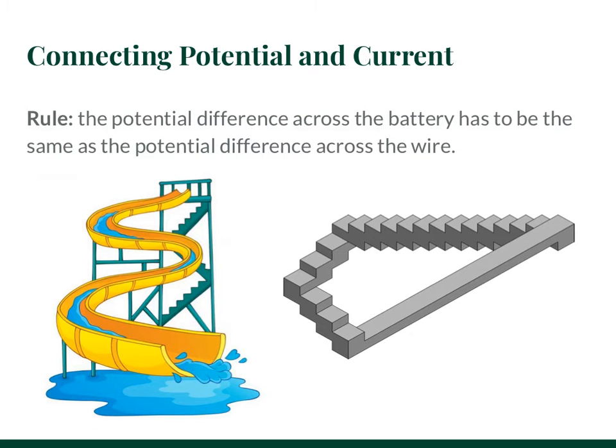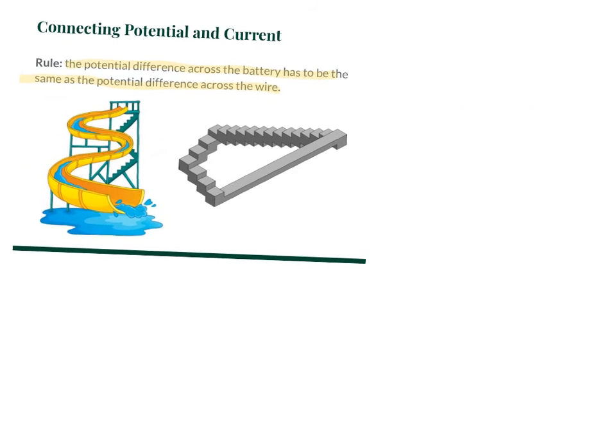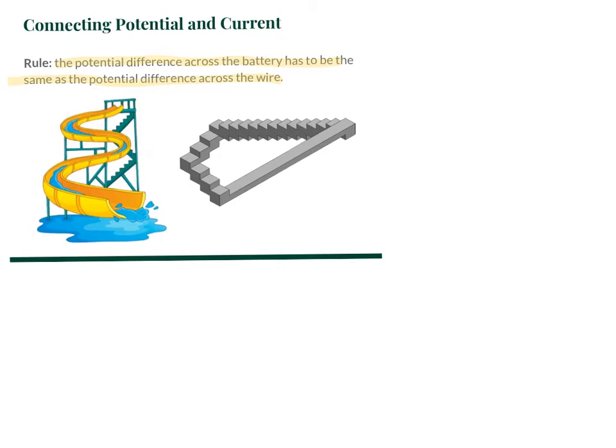Before we get into the resistance and resistivity and Ohm's law, we first need to talk a wee little tiny bit about potential and current. They're the things we've already been going over. But the rule that we haven't talked about yet is that the potential difference across a battery has to be the same as the potential difference across the wire. And there's pictures here, I'll explain in a minute, but here's what this looks like in circuit form.